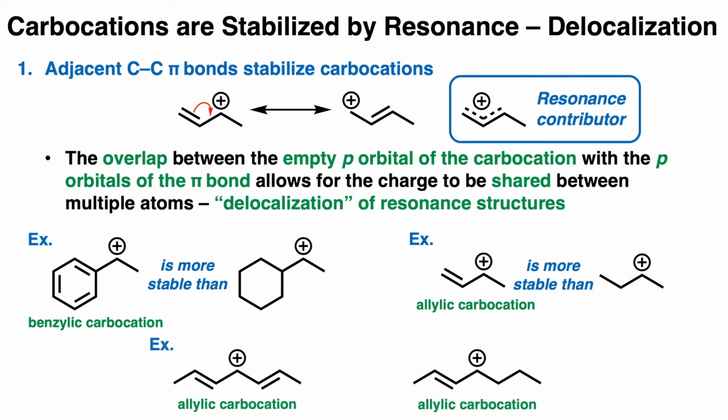And in the bottom example, the left structure is more stable because it can form more resonance structures than the allylic carbocation shown on the right. And remember that the more resonance structures it can form, the more stable the molecule is.